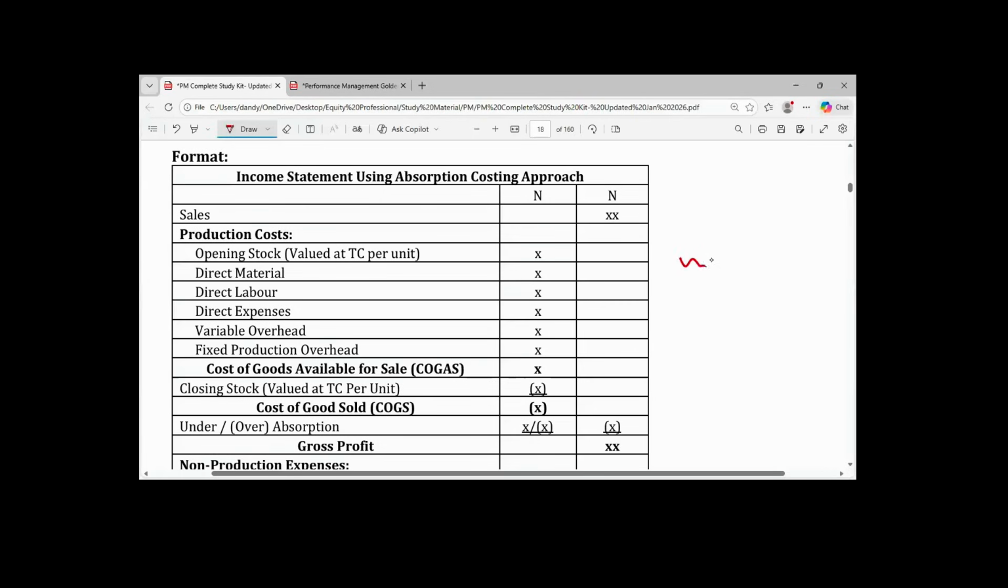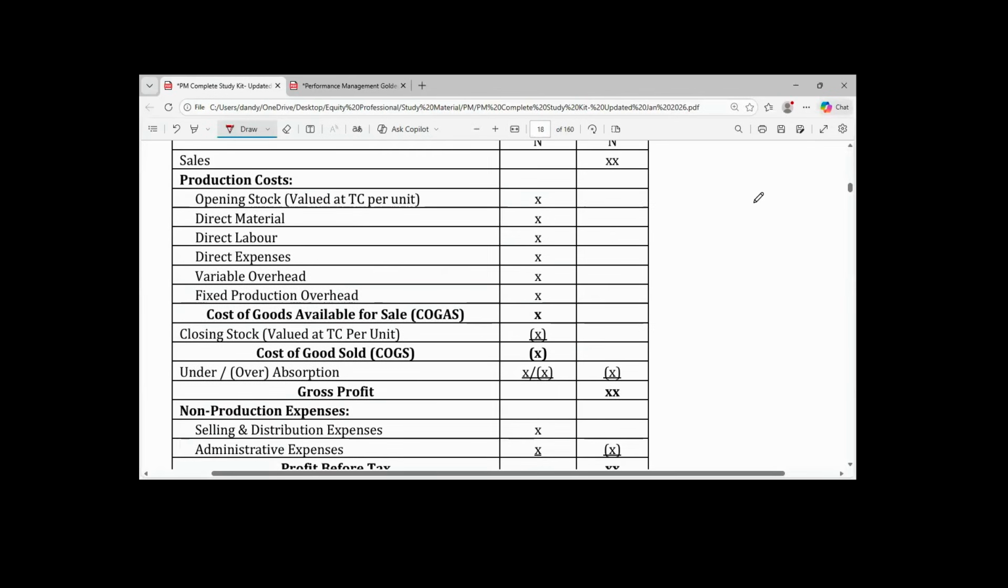We then said that the variance arising from the difference in profit between the two techniques can be reconciled using the reconciliation statement. And I also demonstrated how you can determine the difference in profit and difference in stock valuation using the two techniques. And I mentioned that once the difference in profit before tax equals the difference in stock valuation, that means all that you have done is perfectly okay. With this, you can easily pocket 15 marks or 20 marks, depending on the marks awarded for the question.